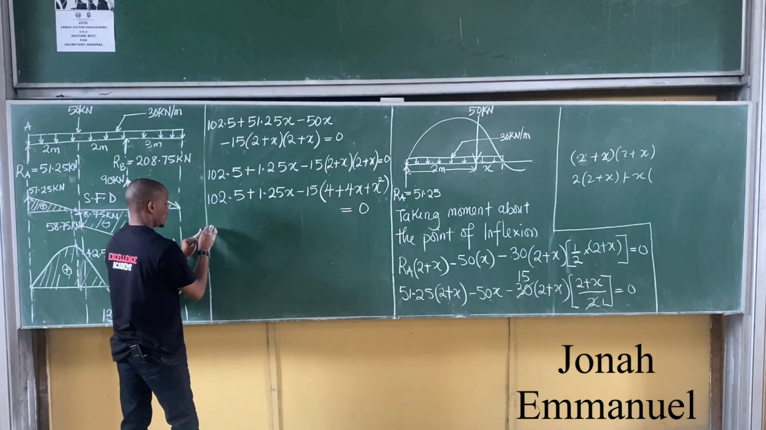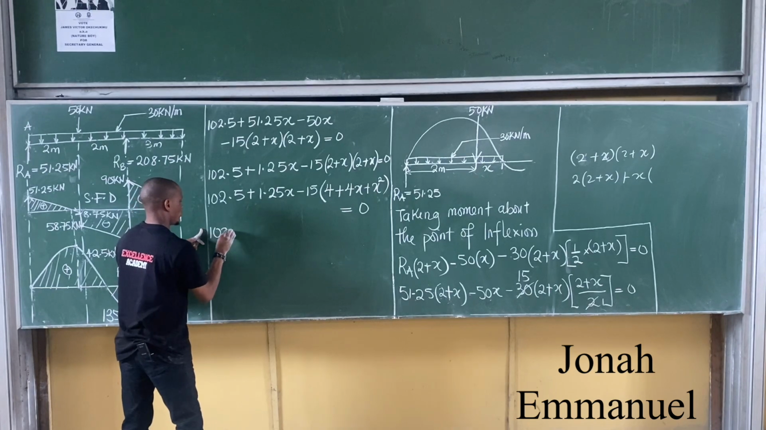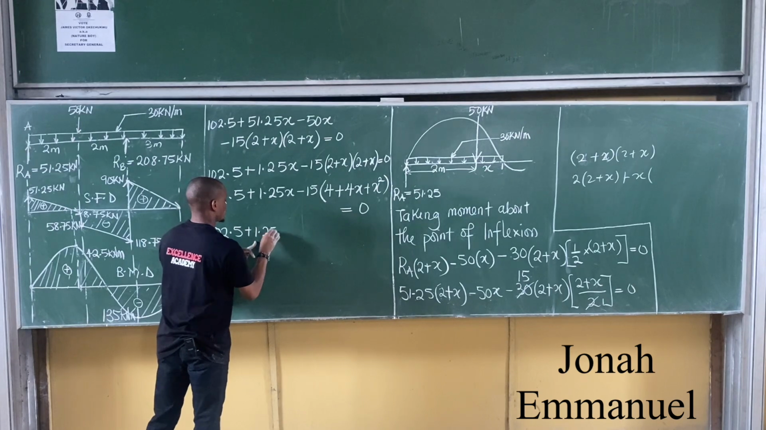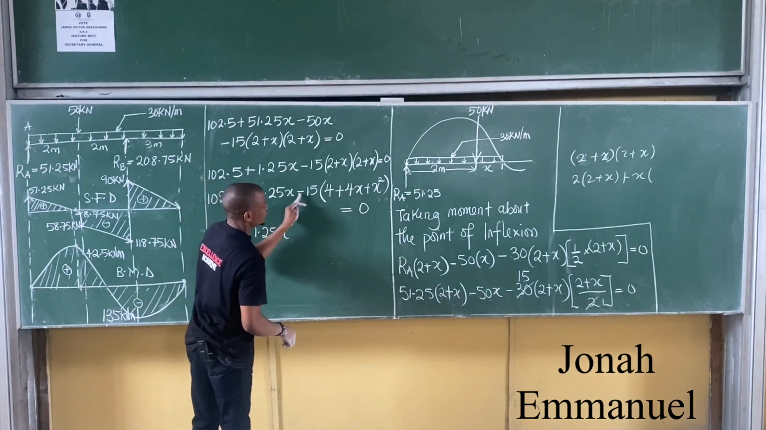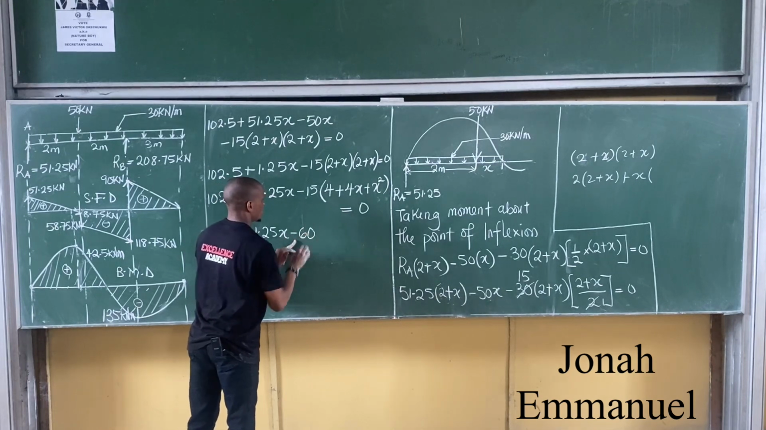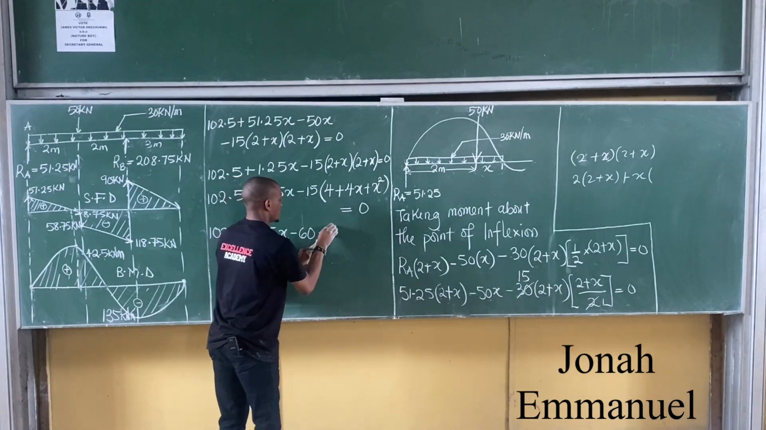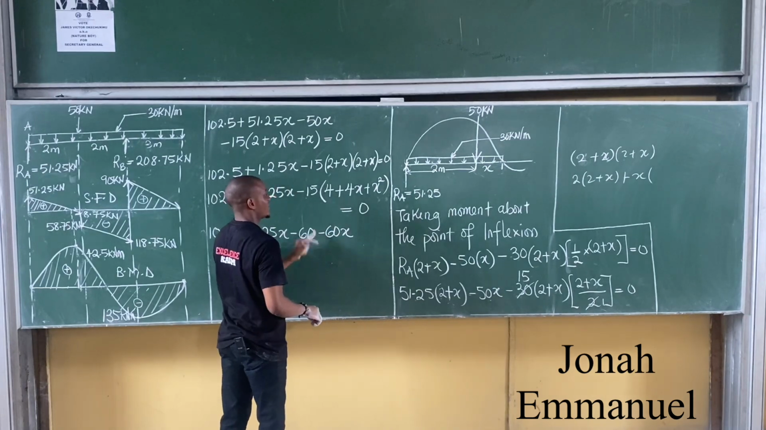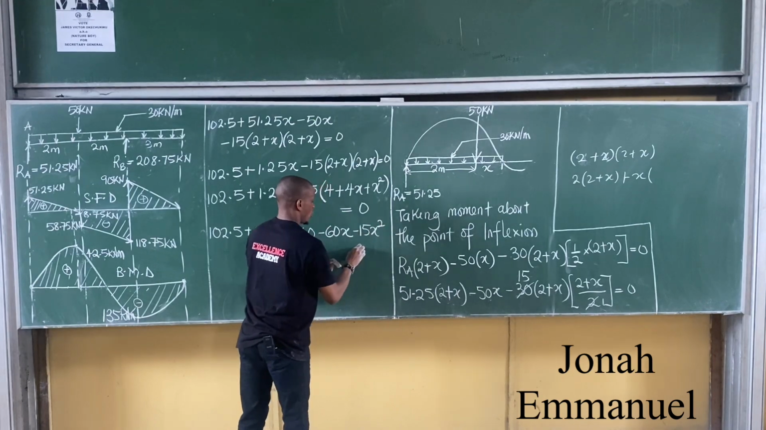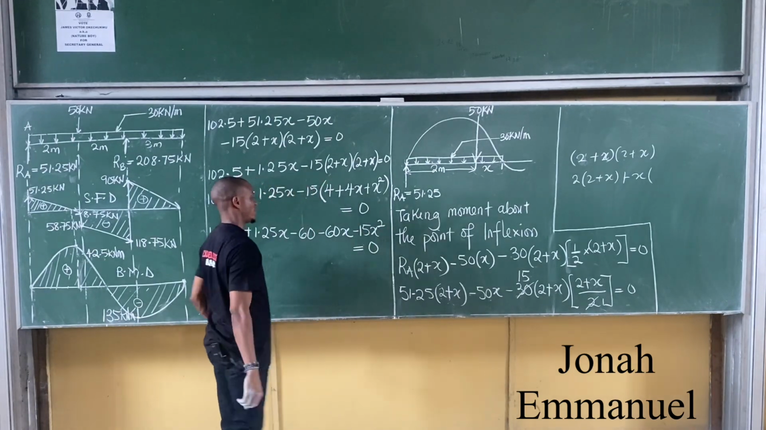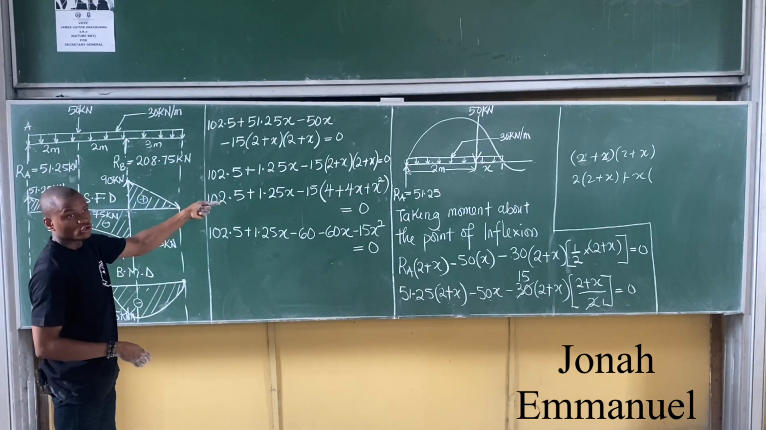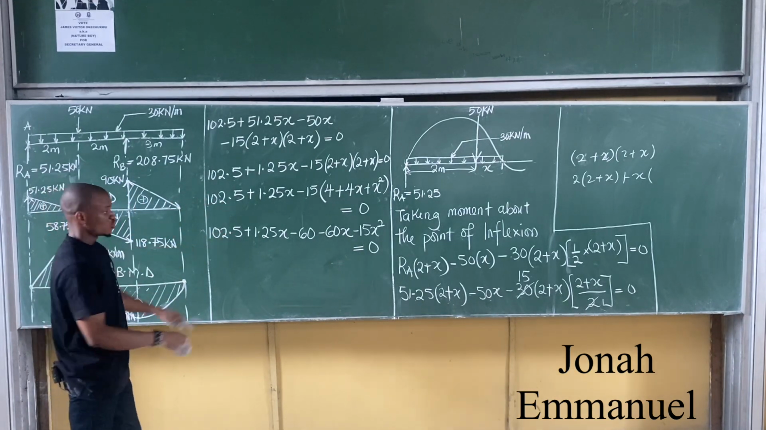What do you get here? 102.5. Okay. Plus 1.25x. Use minus 50 to multiply 2. This and this, minus 60. Minus and this, minus 60x. Minus and this, minus 15x squared. All equal to what there? Please rearrange this please. Take from the highest value of x to the lowest. This quadratic. So what's the highest here?